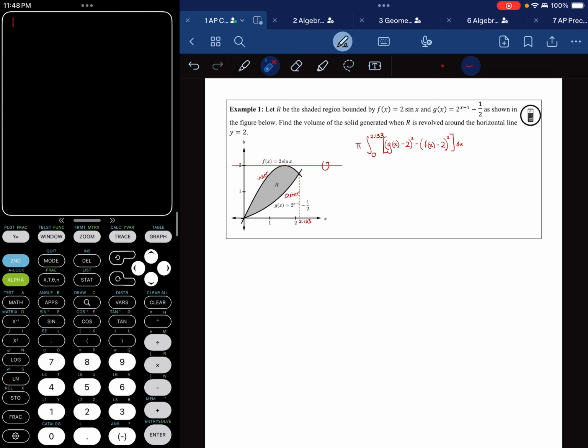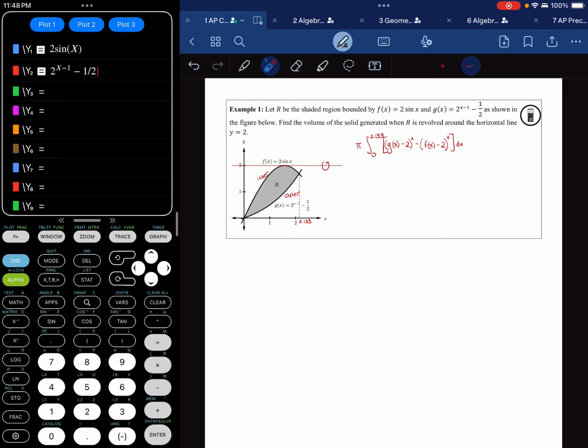So I'm going to hit second mode to quit out of this, and then I'm going to type in what I see there. So it's going to be second pi, and then I'm going to do math 9. Okay, my bounds are going to be 0 to 2.133. And then I'm going to come over here. I want to be careful about my parentheses. So I'm going to start my parentheses for my g of x minus 2. And then at the end of this parentheses, I'm going to square this. So my g of x is my y2, I believe. Yes, so g of x is my y2.